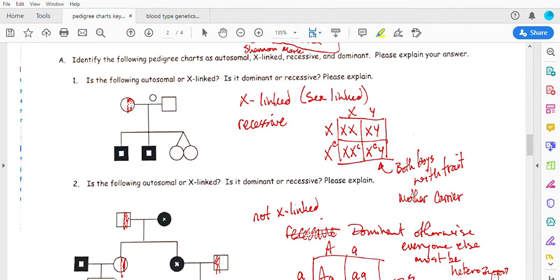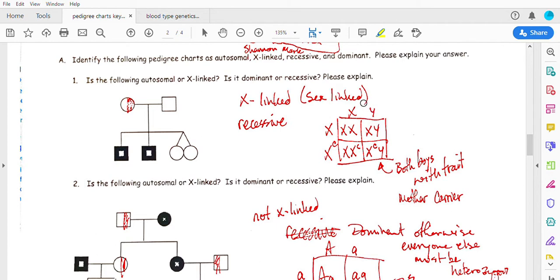So here we have a trait that neither the mother nor the father had, and they had boys that had the trait, and they had twin girls who did not have the trait. So I was saying this was an X-linked, sex-linked recessive trait, so the mother would have been the carrier of the trait. Here's the mother, two X's, and there's the C representing the trait. The father does not have the C because he did not have the trait.